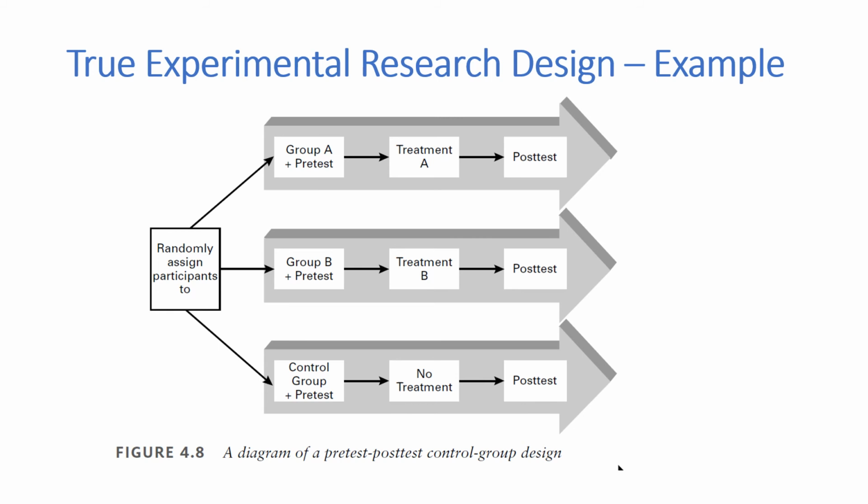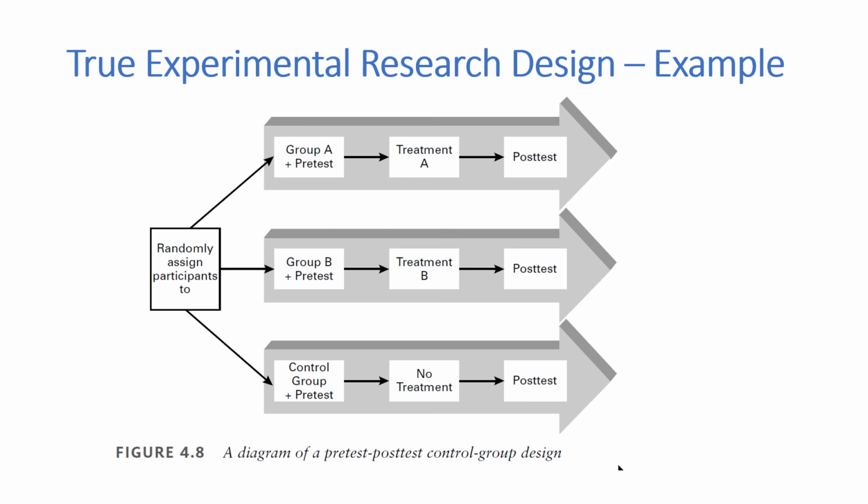Typically, on the basis of the pre-test, we will perform a statistical analysis to see whether there is any pre-existing difference between the experimental groups, which are group A and B, and the control group. Third, the experimental groups receive the experimental treatments. As we can see, group A receives treatment A, group B receives treatment B, and the control group often receives no treatment.